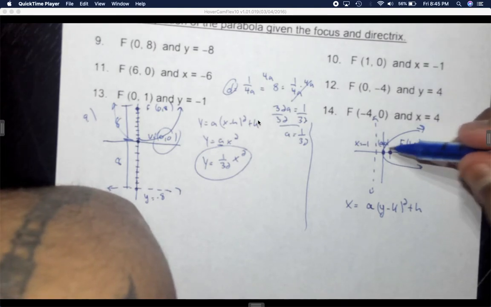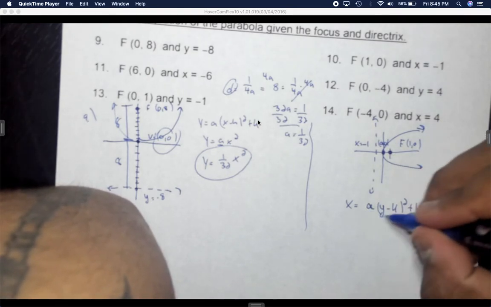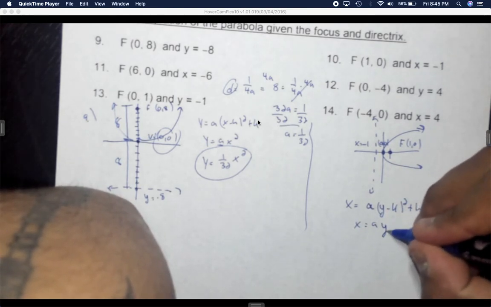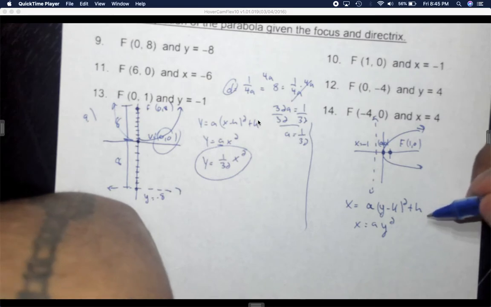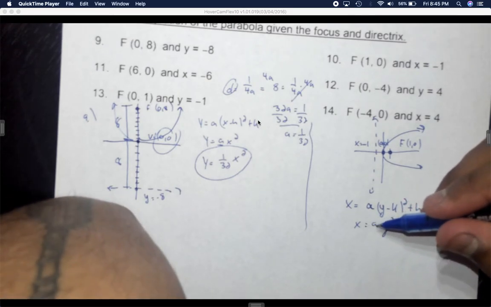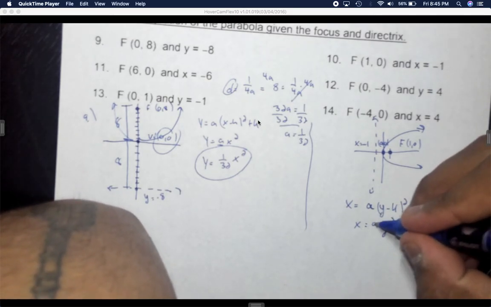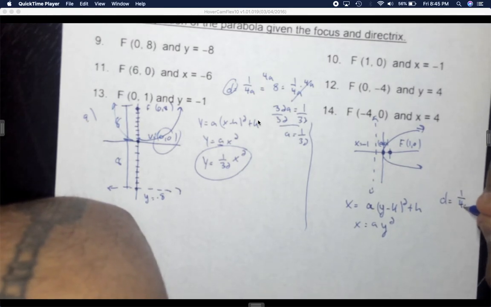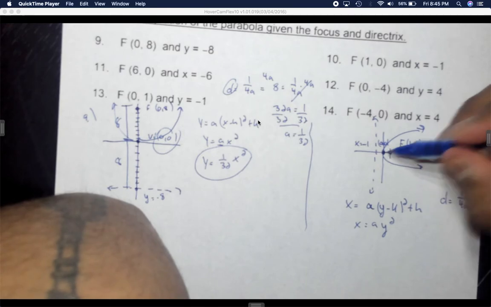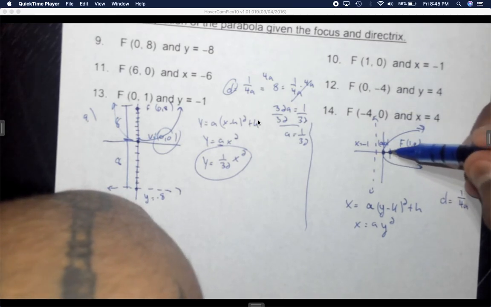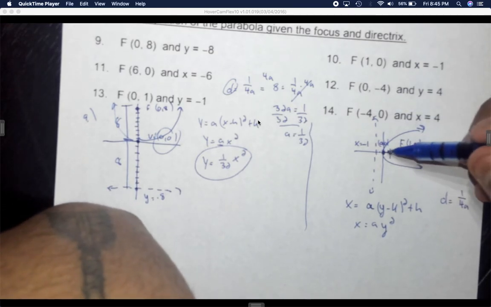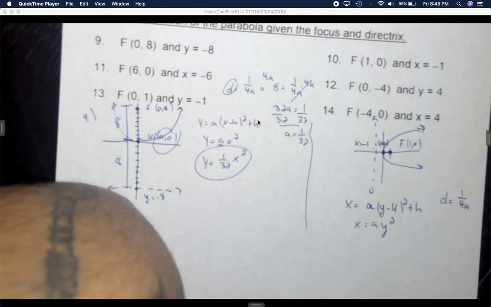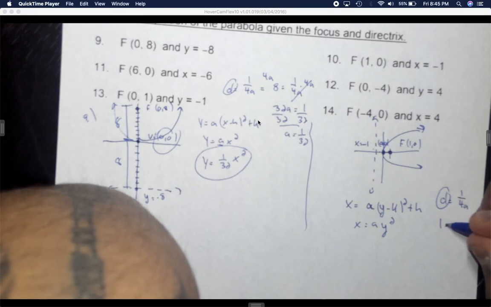Now I know my vertex is (0, 0), so I know that y minus 0 is just going to be y. y squared is y squared. Plus 0, I don't really need it for the h, so that means I have x is equal to a y squared. Now I need to find that a. Now the formula I need to do it is the distance equal to 1 over 4a. Now what is my distance here? Either from the vertex to the focus or the vertex to the directrix. I can just see that it's 1 away, so that means that distance is 1.